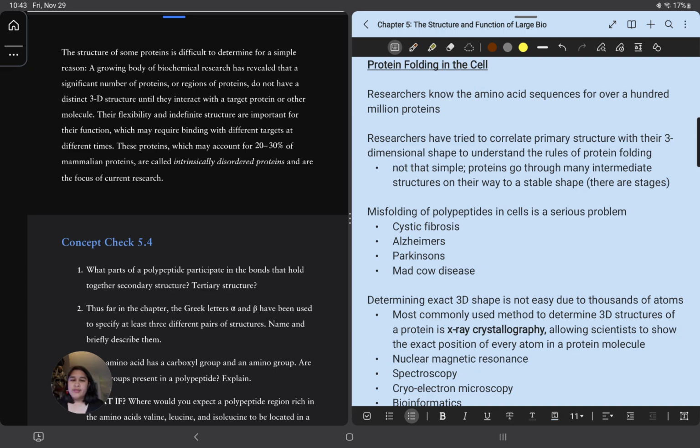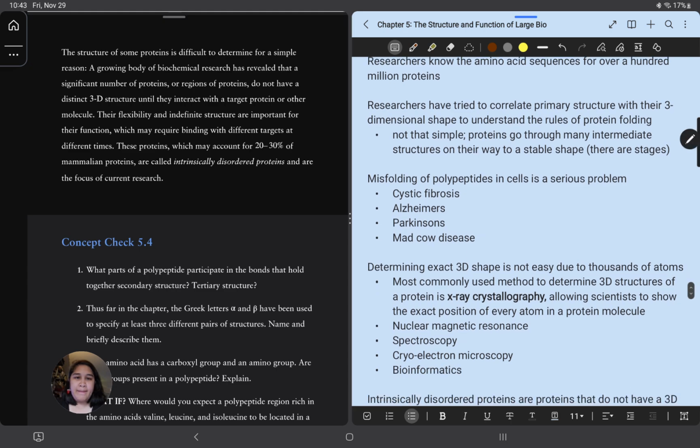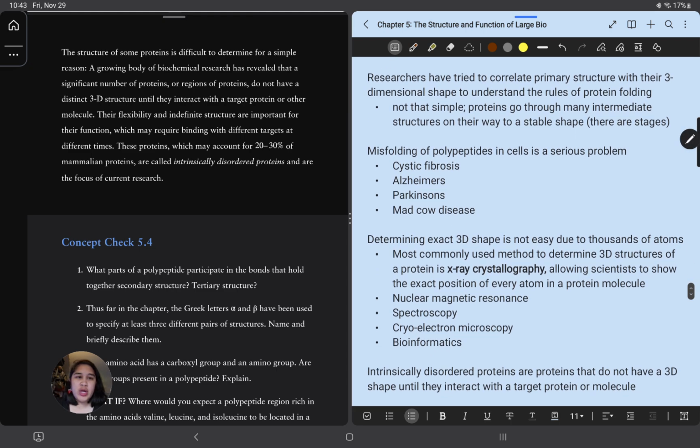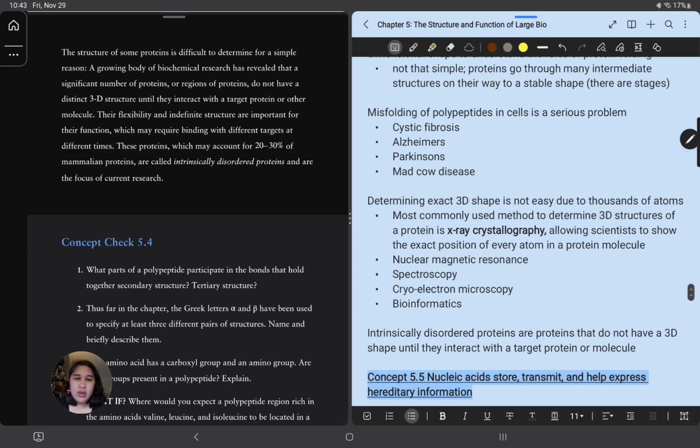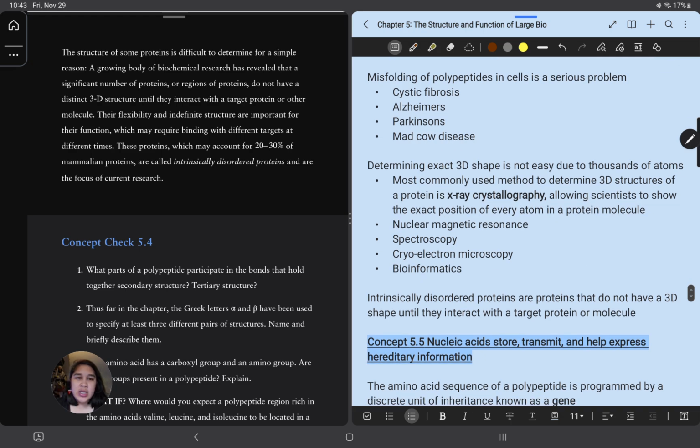Okay. So for protein folding, my notes say researchers know the amino acid sequences for over 100 million proteins. Researchers have tried to correlate primary structure with three-dimensional shape to understand the rules of protein folding, but it's not that simple. Proteins go through many intermediate structures on their way to a stable shape. There are many stages. Misfolding of polypeptides in a cell is a serious problem, which can result in cystic fibrosis, Alzheimer's, Parkinson's, and mad cow disease.